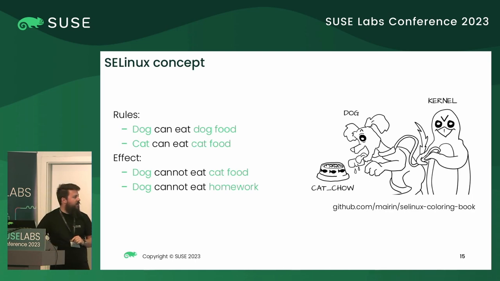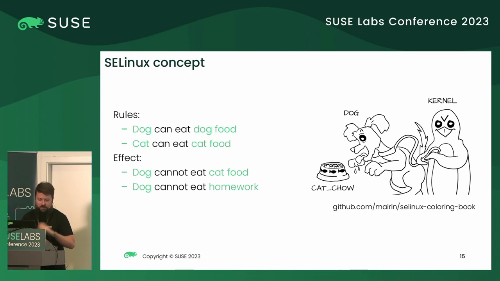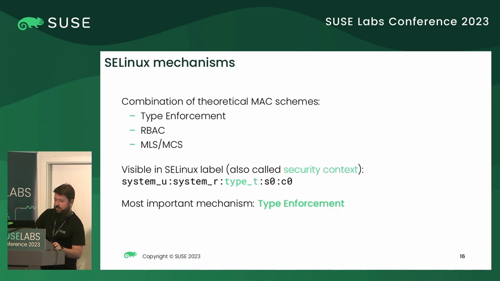A side effect of the fact that we are talking about a whitelisting system is that the dog, or the cat for that matter, cannot eat anything else at all in my house that I forgot about or wasn't thinking about. Since I just said that it can eat the dog food, that's all it will get access to. So that's a good side effect.